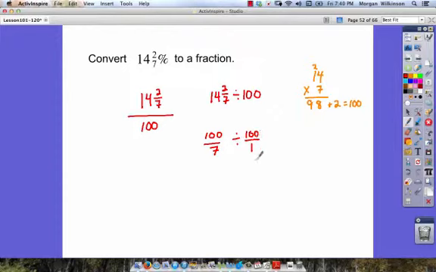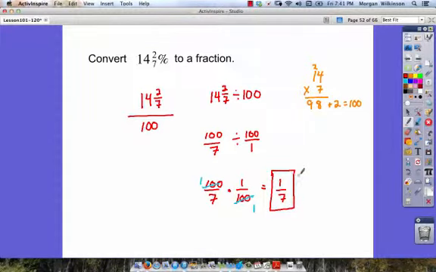Now, in order to divide our fractions, we've got to copy dot flip. So we get 100 over 7 times 1 over 100. And this one works out well because, well, 100 divided by 100, that's just 1 over 1. So we get 1 times 1, which is 1, and 7 times 1, which is 7. So 14 2/7%, well, that must be the same thing as 1/7. We've got our final answer, and we can move on to our next question.